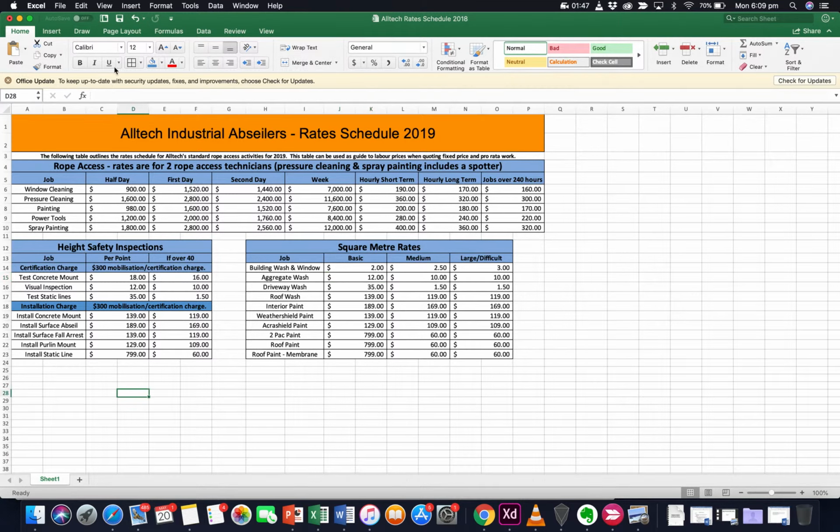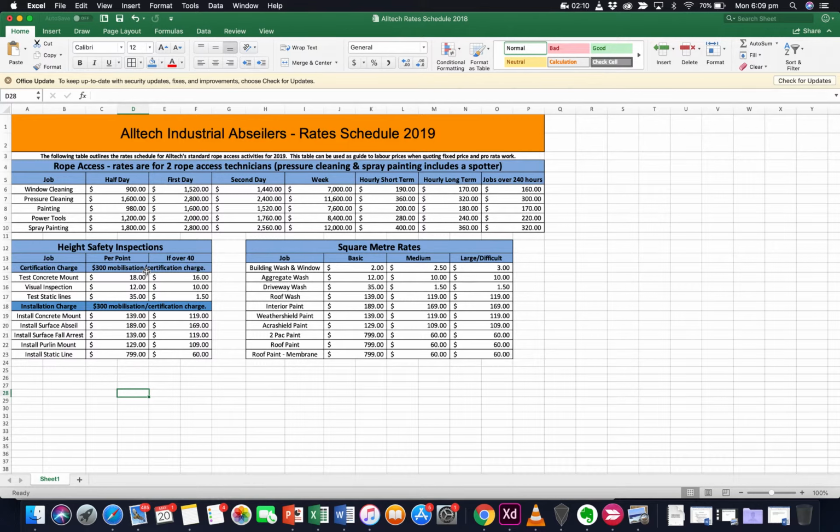Now down here, we have height safety inspections. So we've got the certification charge per point, and if over 40. That's pretty self-explanatory. The certification charge, $300 mobilization and certification. Now you don't need to itemize that on the quote, guys, but you do have to factor it in.